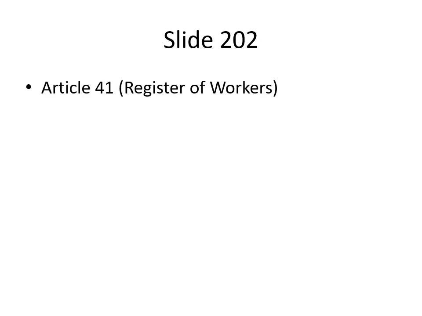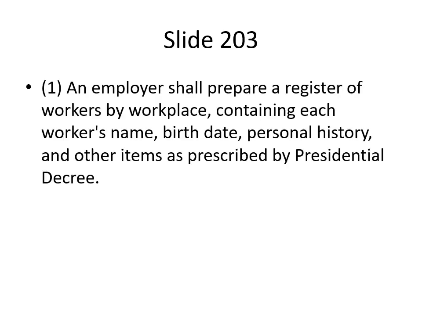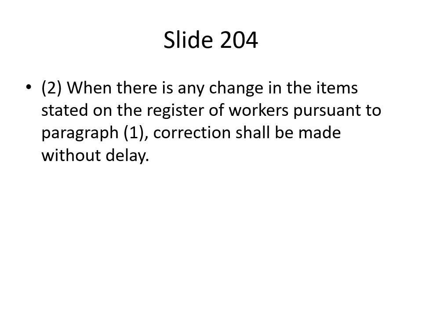Article 41, Register of Workers. 1. An employer shall prepare a register of workers by workplace, containing each worker's name, birth date, personal history, and other items as prescribed by Presidential Decree. 2. When there is any change in the items stated on the Register of Workers pursuant to paragraph 1, correction shall be made without delay.